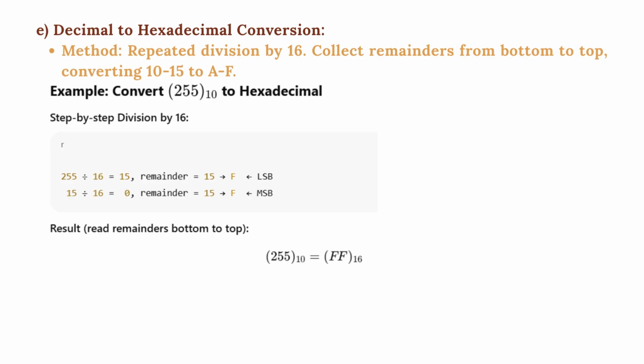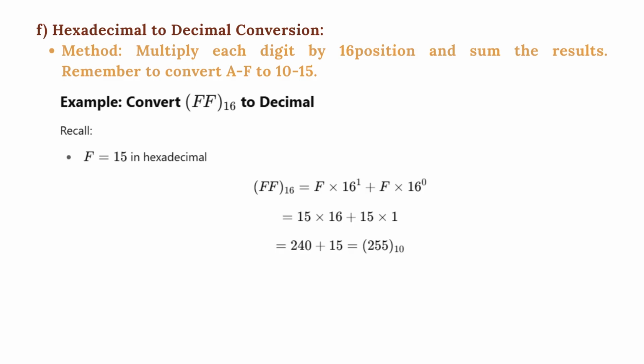Next conversion is hexadecimal to decimal conversion. Multiply each digit by its power of 16 and sum the results. Remember to convert A to F to 10 to 15.